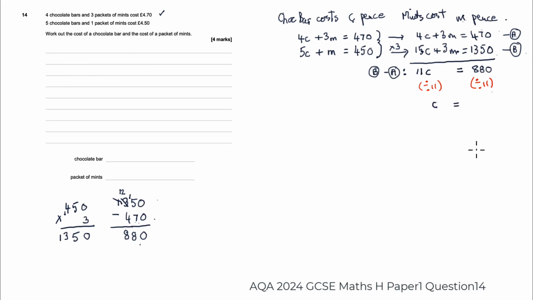And 11 into 880. Well, 11 into 88 goes 8. 8 times 11 is 88. And there's a 0, so that would be 80. Well, now that we know the value of c, let's use this first equation.